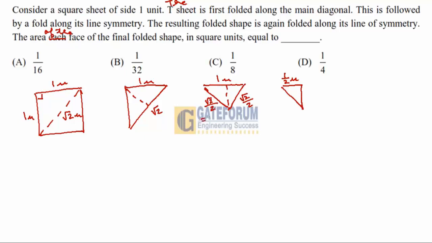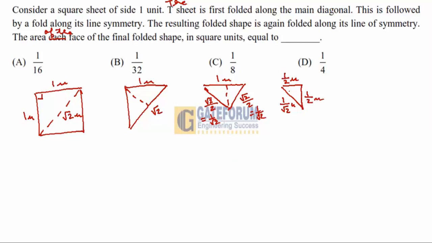So root 2 by 2 is what? It is 1 by root 2. So these are both 1 by root 2 now. Now you have folded according to this. So now this is 1 by root 2. Okay. So what will be its area? I hope you can understand. Now this diagonal is 1 unit. So this must be half of the diagonal. So this is half a unit. So this is also half a unit.